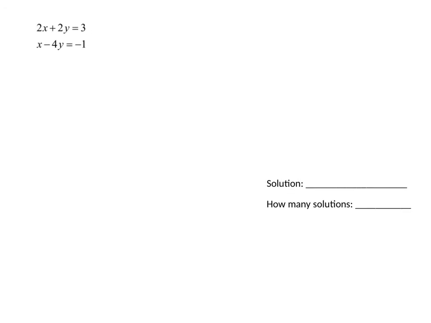Now, look here. We have 4 variable terms: 2x, 2y, 1x, and -4y. I want you to identify the one that's going to be the easiest to get by itself. Which one? The bottom x. Now, why is that true? You won't get a fraction. When we take this x and get it by itself, we won't have to divide by a number.